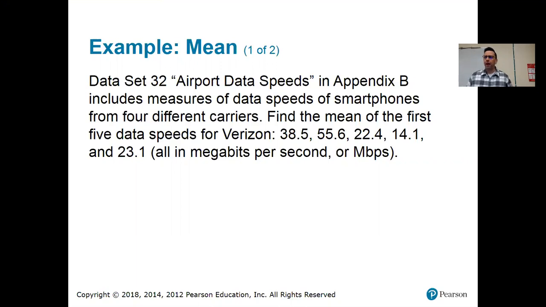All right. But in the meantime, this data set includes measures of data speeds of smartphones from 4 different carriers. And they want us to find the mean of the first 5 data speeds for Verizon, which you see here, these 5 values in megabits per second. Okay. So that's pretty easy. They're asking me to find the mean, so I'm just going to add those all together and divide by 5, right?